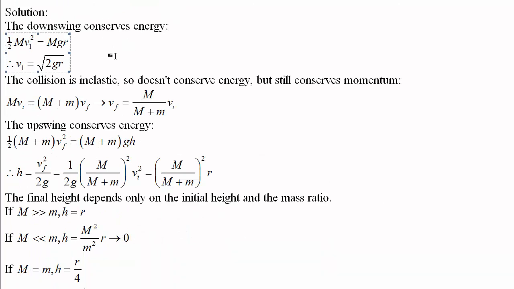Downswing conserves energy, so we've got the velocity at the bottom. Collision's inelastic, final velocity related to the initial. Upswing conserves energy, so the final velocity kinetic energy at the bottom gives you the gravitational potential energy when they reach height h at the end, and you can solve for h. Substituting in, you find that the h ultimately depends only on the ratio of masses and the initial height.